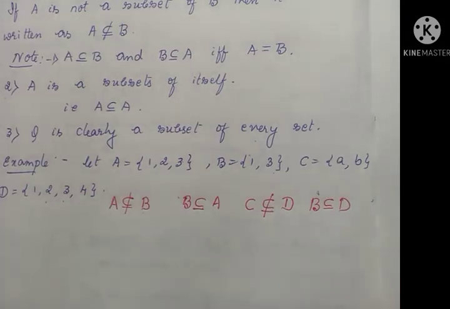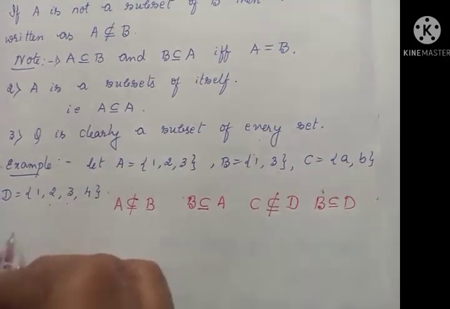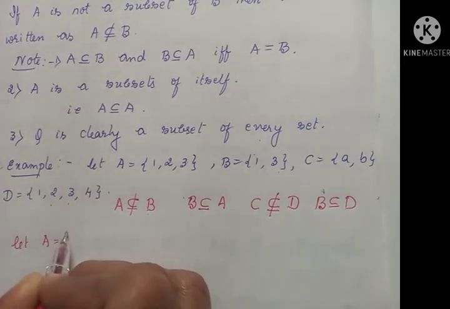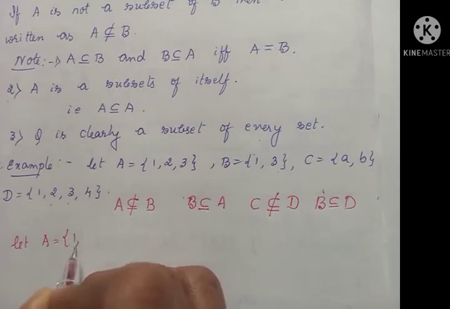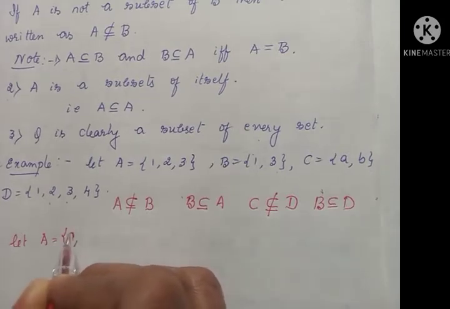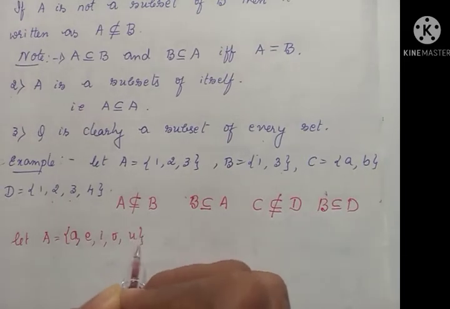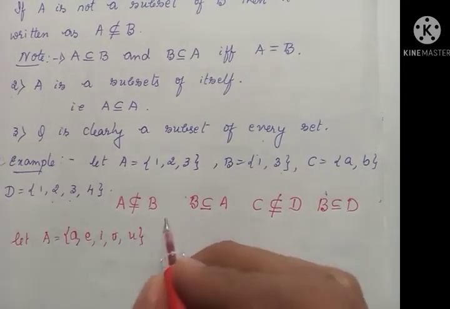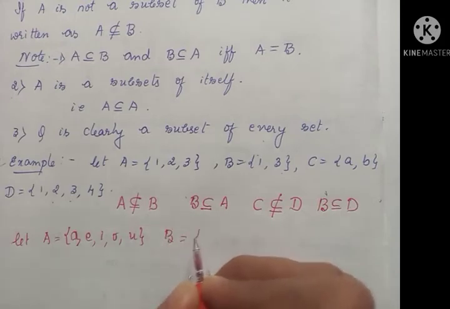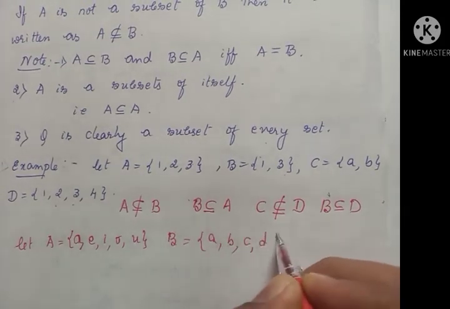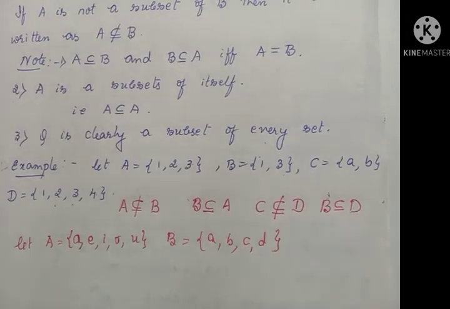I'll take one more example. Let A be equal to {a, e, i, o, u}, the vowels, and B is equal to {a, b, c, d}. I have taken only alphabets. Now check, is A a subset of B or is B a subset of A?